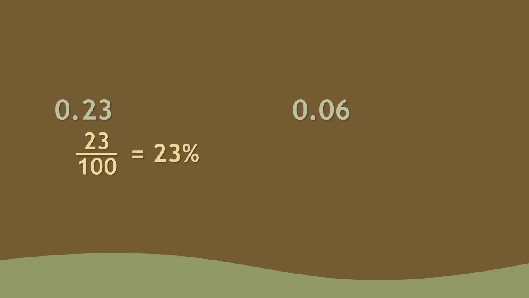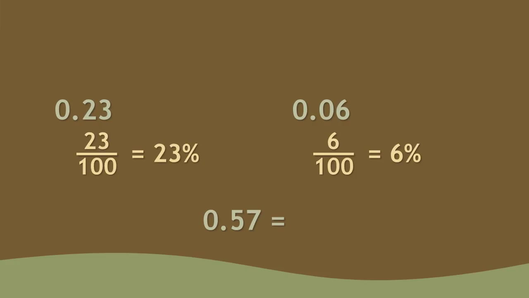Now let's look at the second one. The second one we can read as 6 hundredths. So that means we can write that in common fraction form as 6 over 100. And that means that we can write it in percent form as 6%. Now I want you to give this a try with 0.57. Go ahead and pause the video.